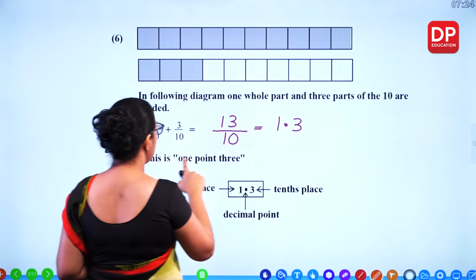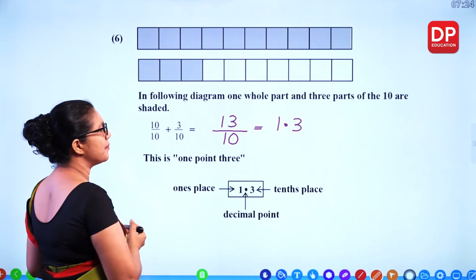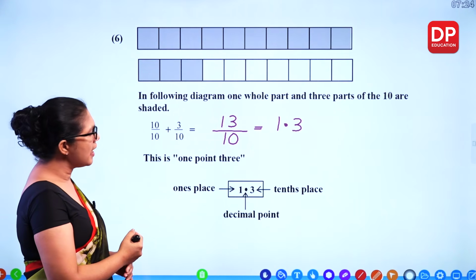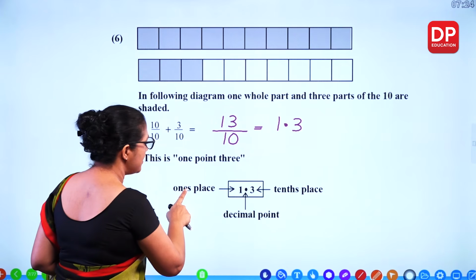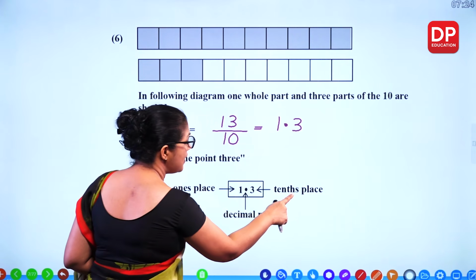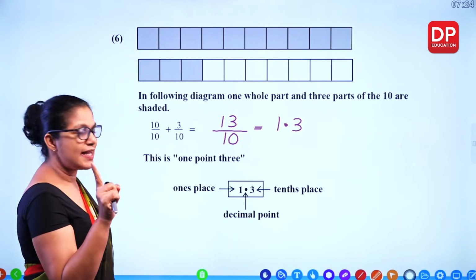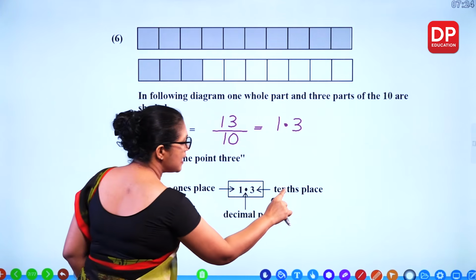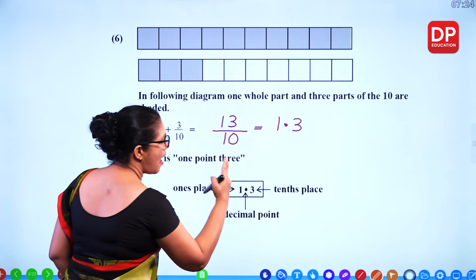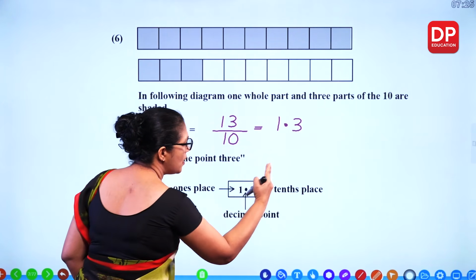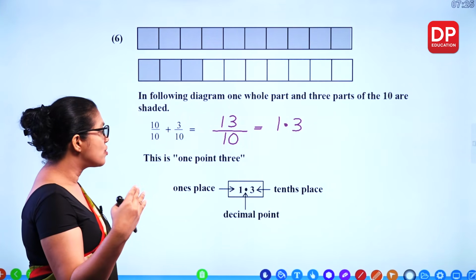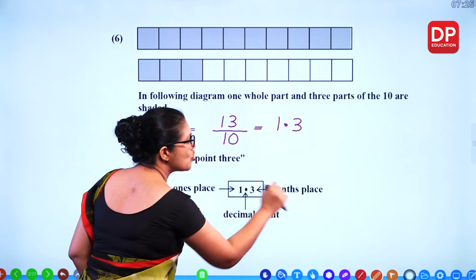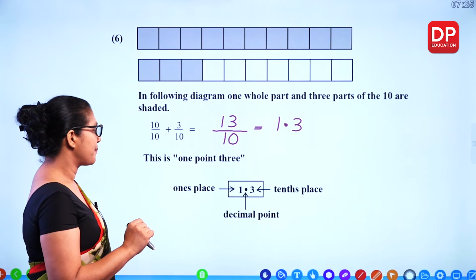1.3. So when you take 1.3, we know this is the decimal point and this is ones place and this is tenths place. Now see the difference? We put THS after the decimal point. The words are tenths, hundredths, thousandths. So we put THS for that.